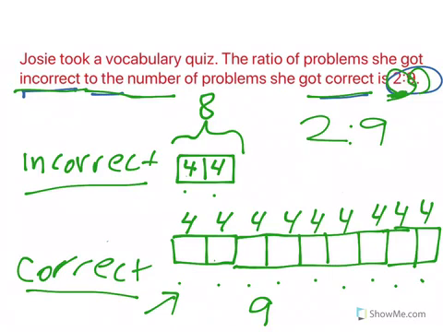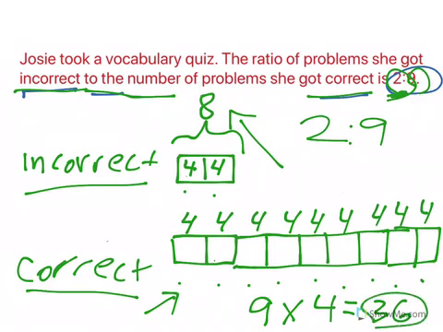Or I could just say, I know that's 4 in each box. I know there's 9 boxes. That's going to give me 4, 9 times. So I would do 9 times 4, which means that she got 8 incorrect. She got 36 correct. If I asked you how many problems there were total, well, she got 36 correct and 8 incorrect. Add those two together. That means there were 44 total problems.